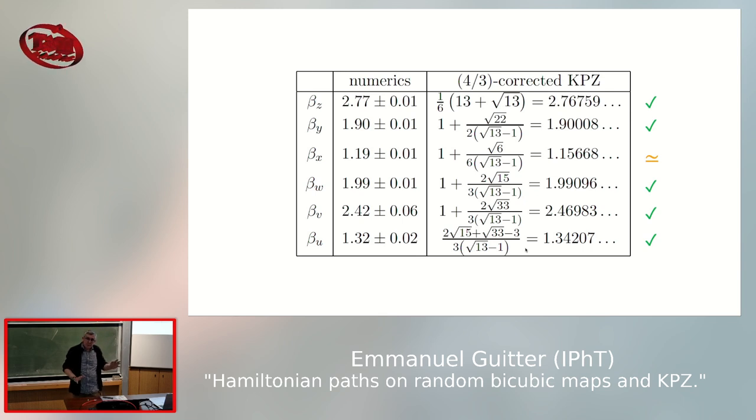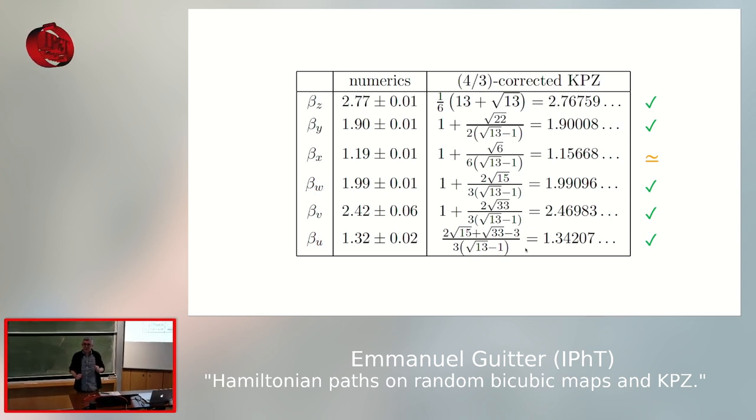What Ivan told us is that when going from the regular six vertex model to the random one, we had to do something like that. We had to change the radius. But if you do that, then KPZ works. Am I right?